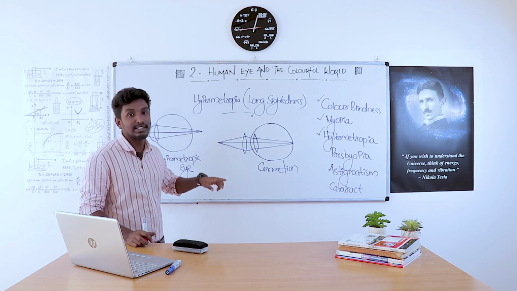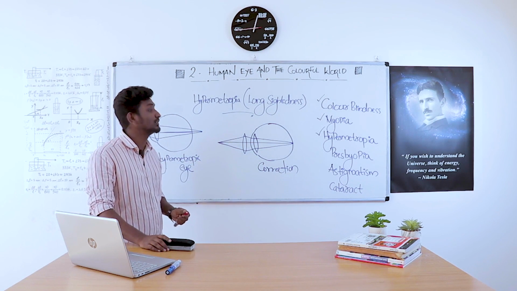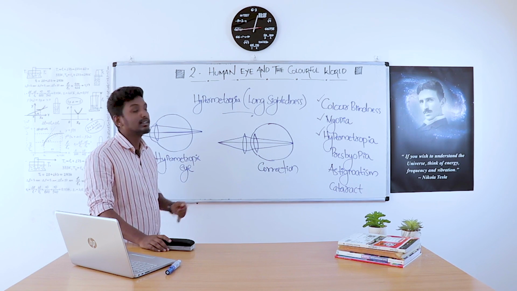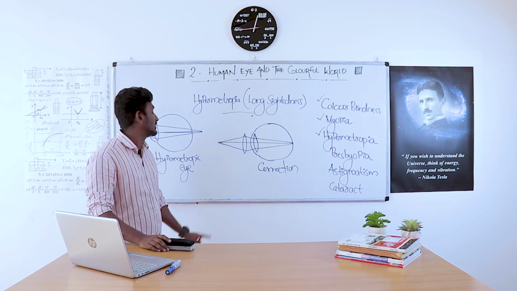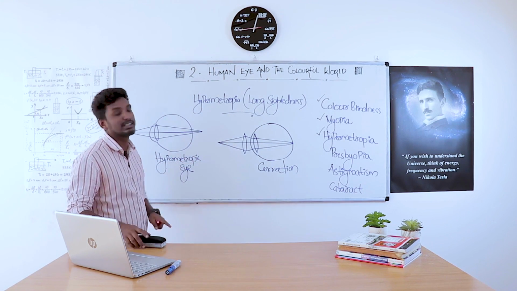How can it be corrected? It can be corrected by using a convex lens of suitable power. This is the image of the hypermetropic eye and this is the figure for correction.